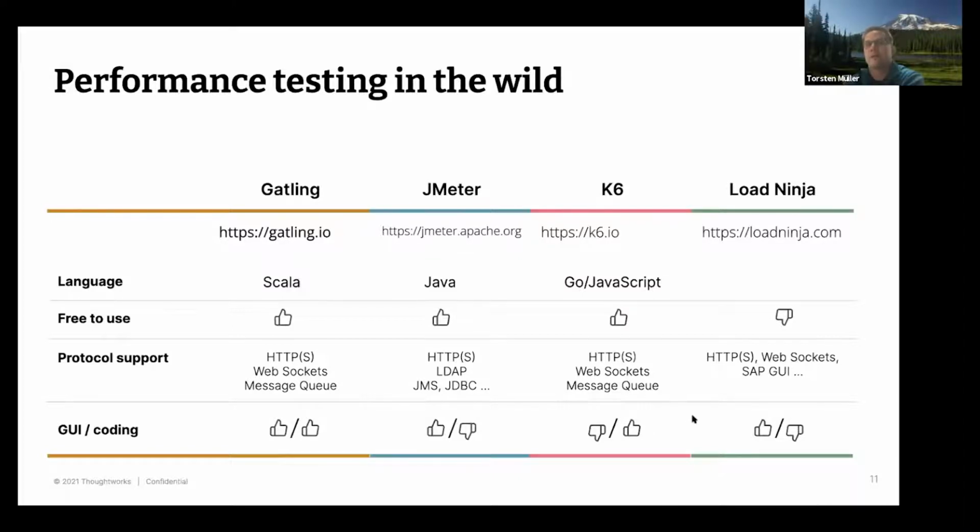And then out of the plethora of commercial systems, I just picked LoadNinja here. They're not free to use. Again, they have probably an even bigger selection of protocols because they are commercial and they have big commercial customers. And this will be all GUI and no coding. So the choice is yours. If you like to get your fingers dirty and code a little bit, there are options. Or if you say, I'm not really into coding, I'm a BA or a QA person and I'm not comfortable in code, there are also options for you.